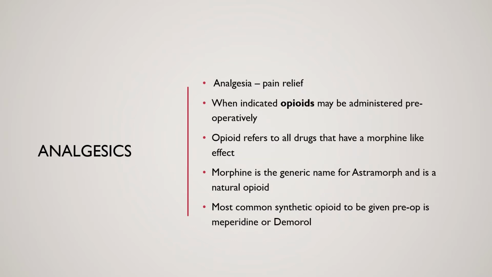We're going to move on to the analgesics. Analgesia literally means pain relief without pain. When indicated, opioids may be administered preoperatively. An opioid refers to all drugs that have a morphine-like effect. Okay, morphine is the generic name for Astramorph and is a natural opioid. However, the most common synthetic opioid to be given pre-op is meperidine, otherwise known as Demerol.